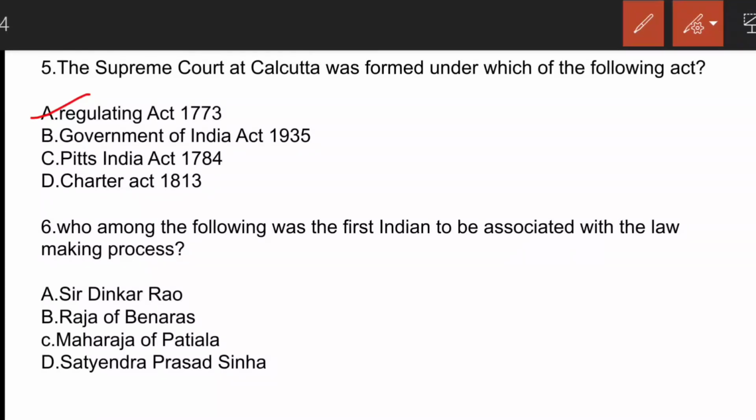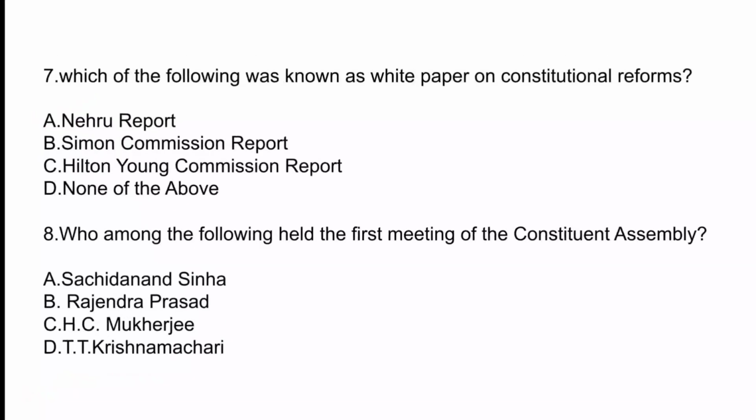The next question is, who among the following was the first Indian to be associated with the lawmaking process? The correct answer here is option D, that is Satyendra Prasad Sinha. The Act of 1861 was passed which started associating Indians with the lawmaking process. Moving on to the next slide.